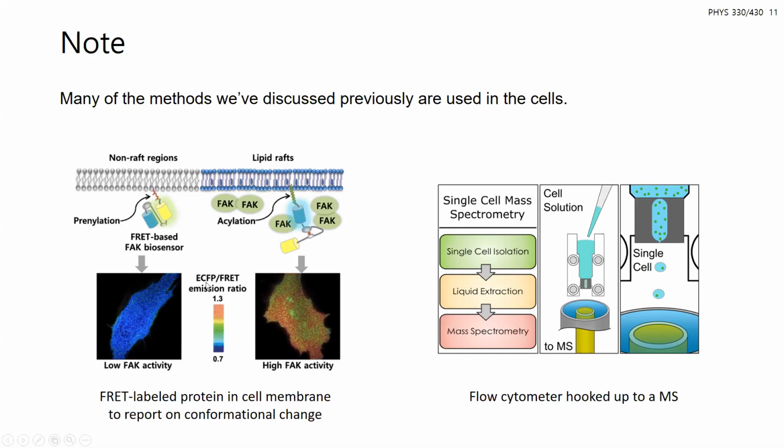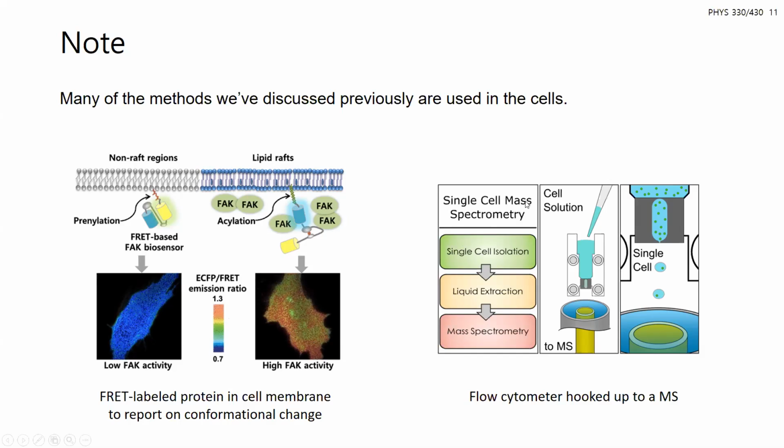So here you can see the cyan fluorescent protein and yellow fluorescent protein, and based on whether it's in a lipid raft region versus non-lipid raft region, you'll either see high acceptor or high donor intensities. So you can then plot this spatially within the cell and get an idea of what conformation, and also what area of the membrane, whether it's in a lipid raft or non-raft region.